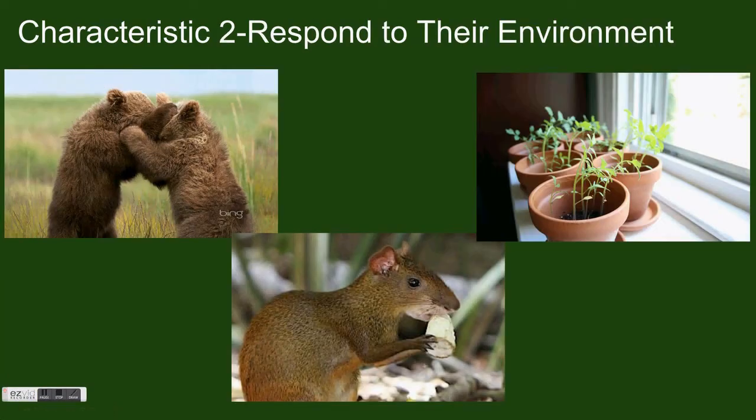Characteristic 2 is that living things respond to their environment. Whether it's 2 bears interacting with each other or a rodent eating a plant seed, living things can detect their surroundings and react accordingly to them. Even something like a plant that seems like it does not respond still grows leaves towards a light source and roots towards water. They just do this very slowly.